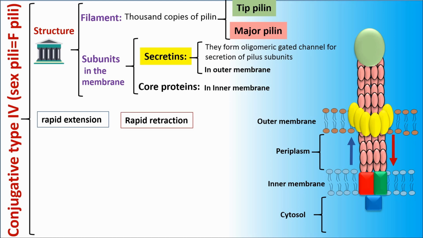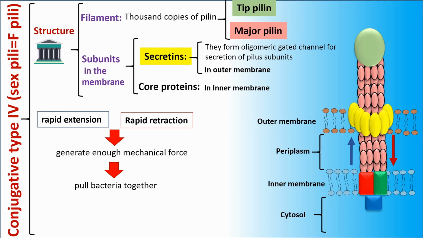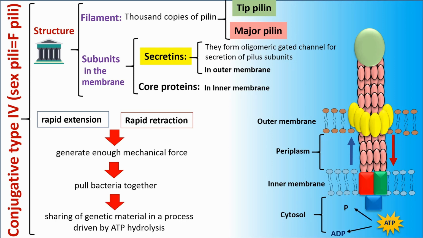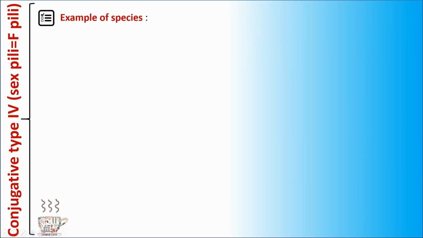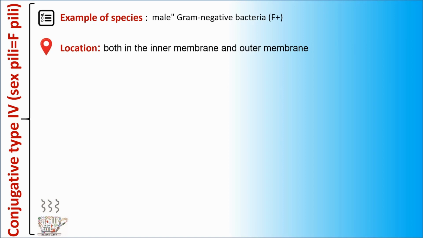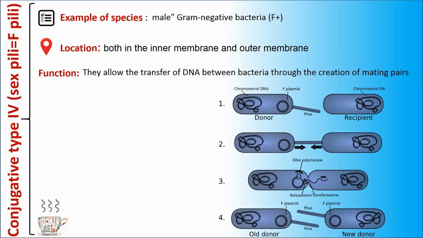Rapid extension and rapid retraction generate enough mechanical force. Then it pulls bacteria together. Finally, sharing of genetic material in a process driven by ATP hydrolysis occurs. Example of a species is male gram-negative bacteria. They are located both in the inner membrane and outer membrane. They allow the transfer of DNA between bacteria through the creation of mating pairs.